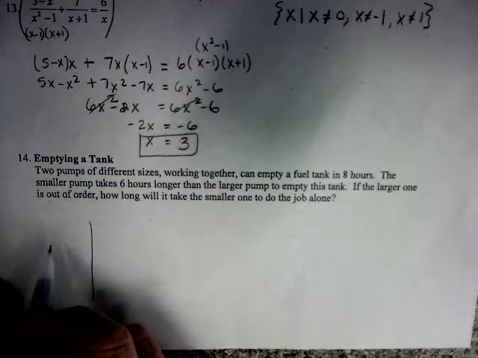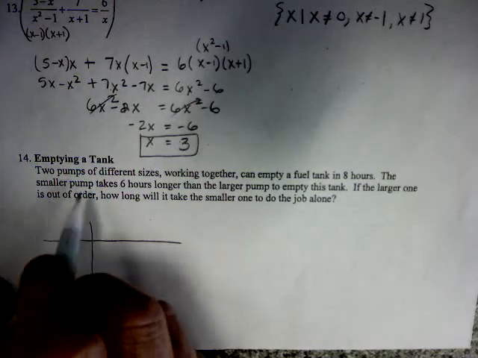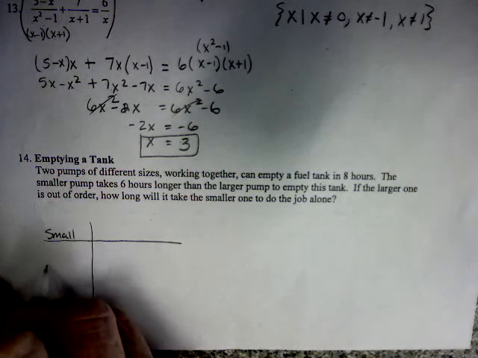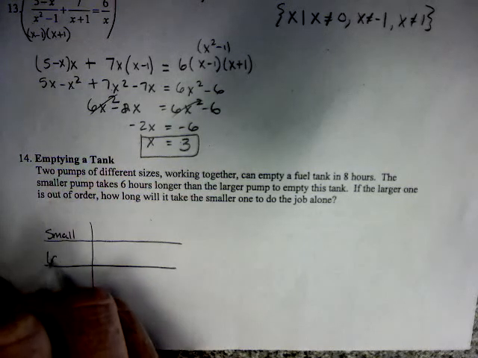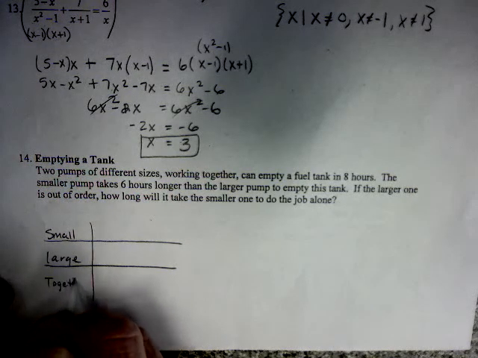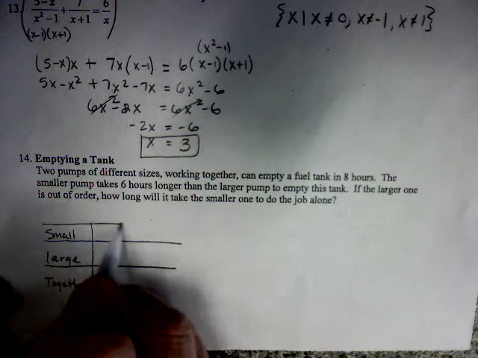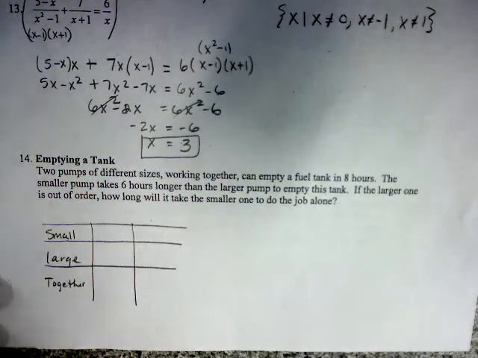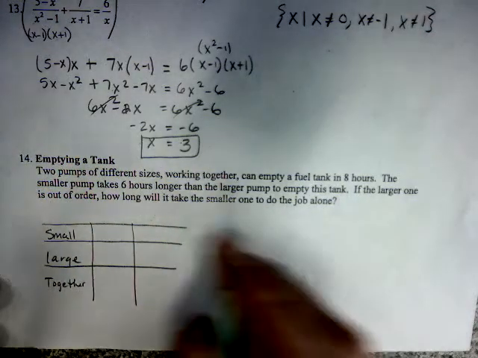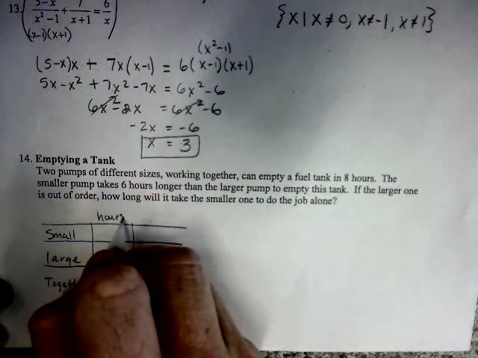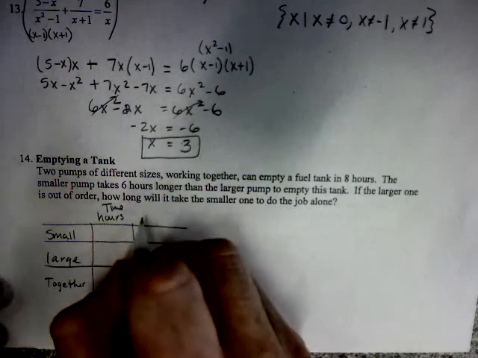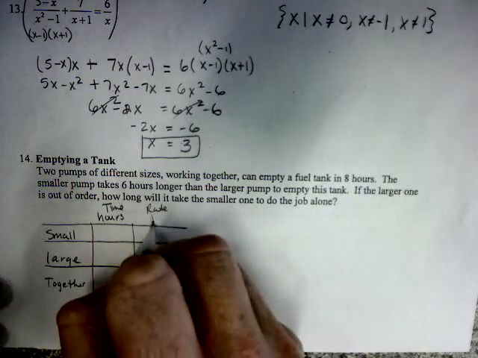So we're going to set up a little chart. We have two pumps, a small pump and a large pump, and we have how long it takes them to do it together. Then we have two columns we can add here: how long it takes, in terms of hours, so time in hours, and then the rate per hour here.